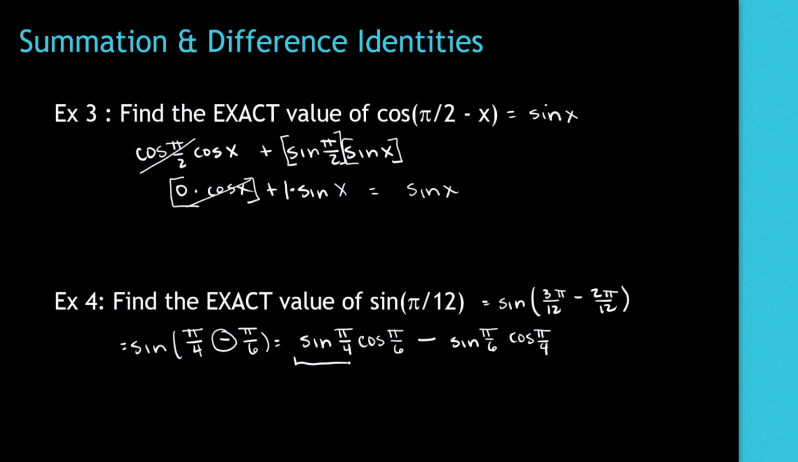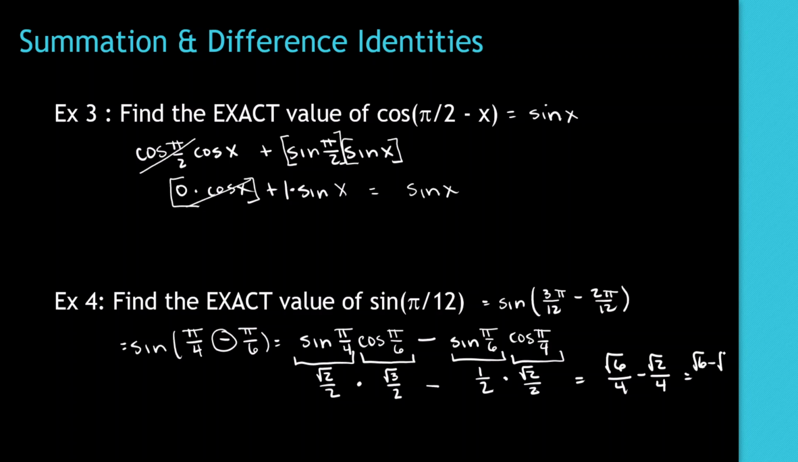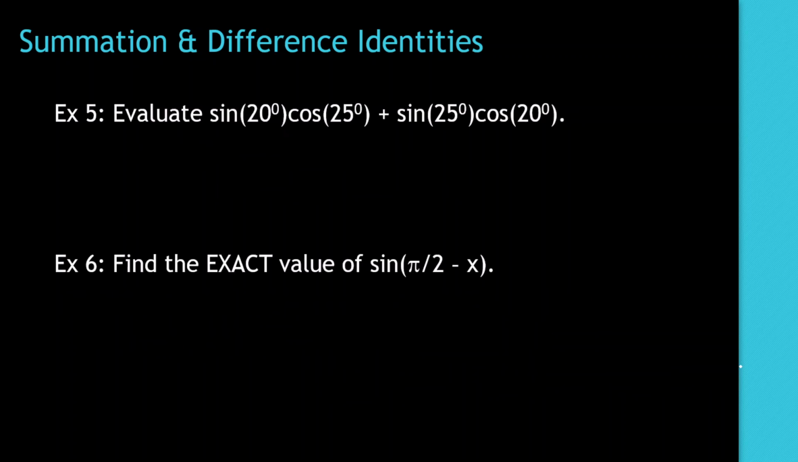So now let's do each of these parts. So sine of pi fourths is square root of 2 over 2. Cosine of pi sixths is square root of 3 over 2. And I'll multiply. Okay, minus sine of pi sixths is a half. And cosine of pi fourths is square root of 2 over 2. So my end result, again, is a square root of 6 minus a square root of 2 over 4. Okay. All right, let's keep going.